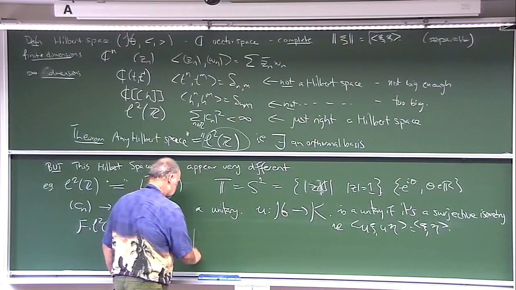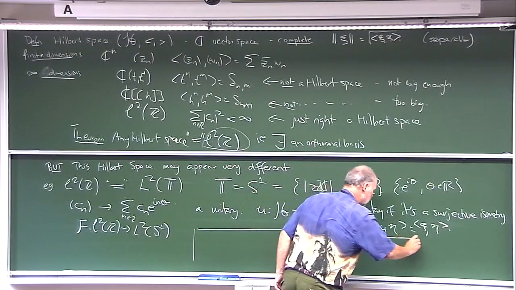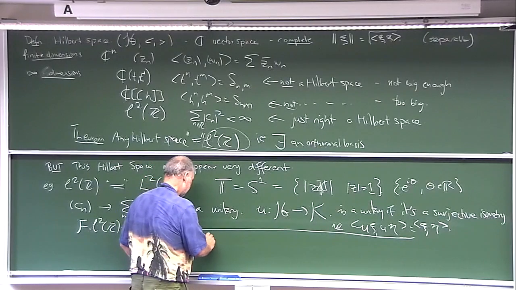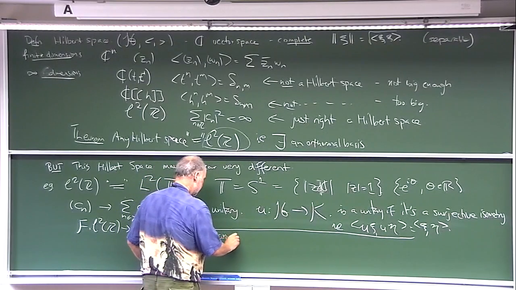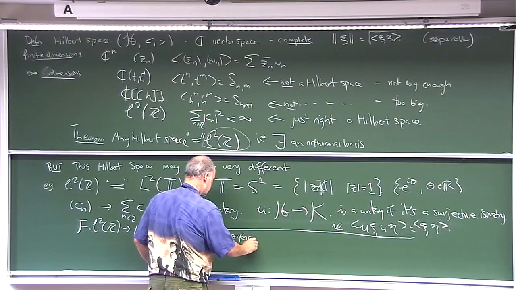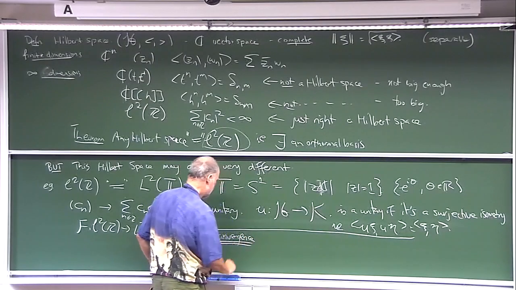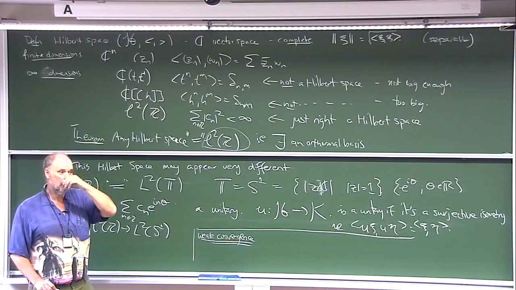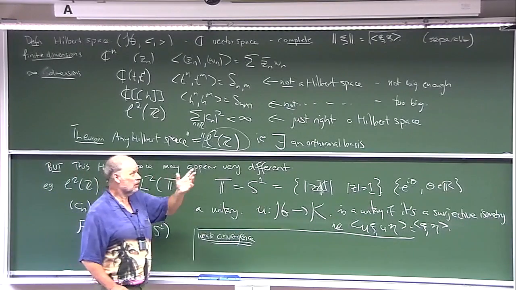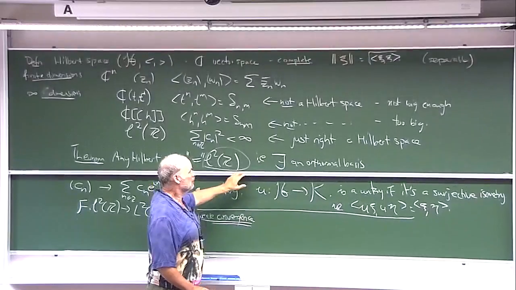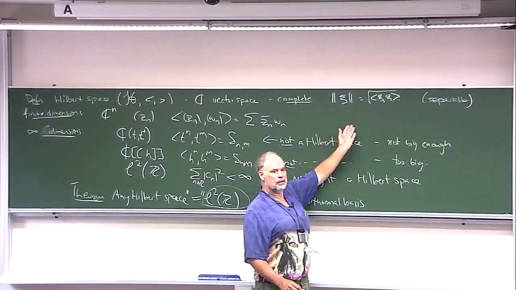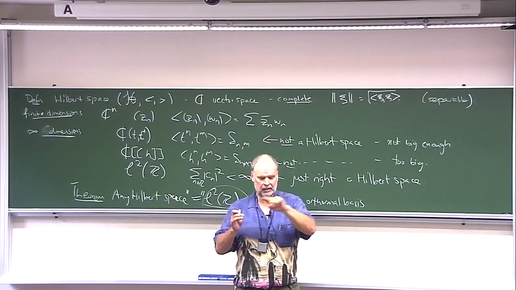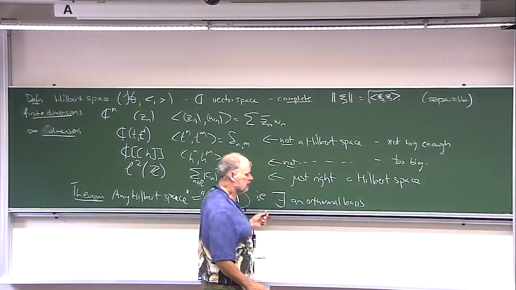Just in passing, I'll add the important notion of weak convergence. Convergence in the Hilbert space simply means convergence with respect to this metric. A sequence of vectors converges to another one if the distance between them tends to 0.